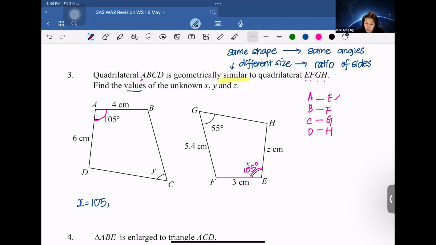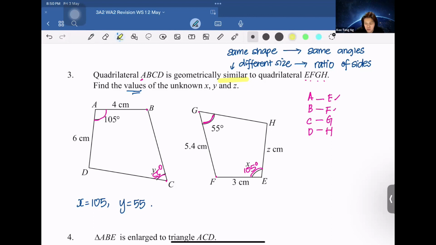Next one, B is with F. B and F, but there's no angle given, so I'm not going to write anything. C is with G, so this is 55, so Y will immediately be 55 degrees. So Y equals 55, since the question asks for value, so I'm only inputting the number. And then now I need to find Z.